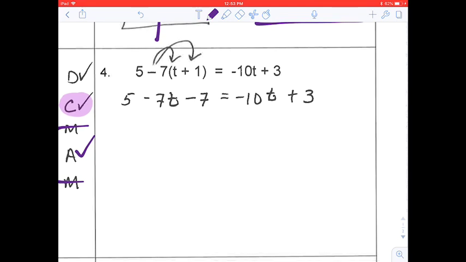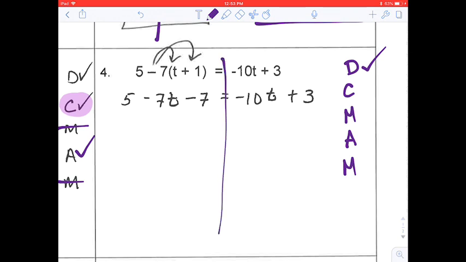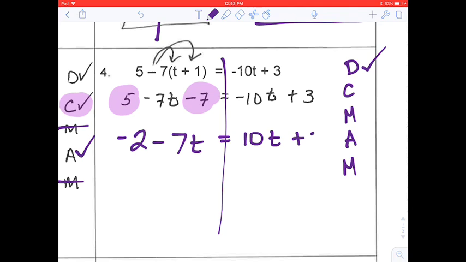Okay, number 4. 5 minus 7 times t plus 1 equals negative 10t plus 3. I am going to write in my steps, don't call me after midnight. They took care of distribution for us, distributed negative 7 times t and negative 7 times 1. Now we're looking at combining like terms. I do see some numbers here that I can combine on the left. Nothing on the right though, so this becomes negative 2 minus 7t equals 10t plus 3.